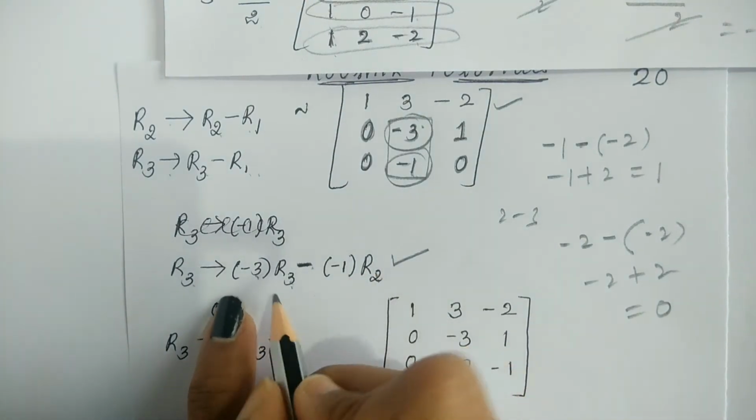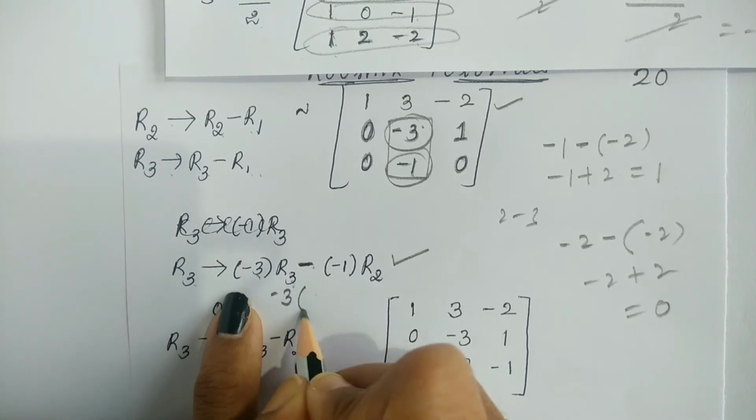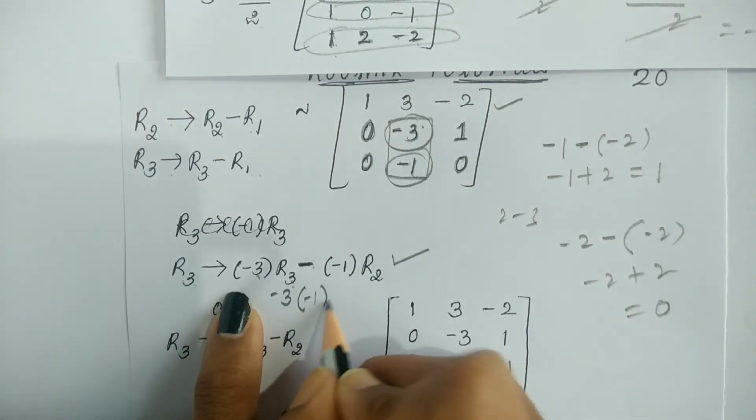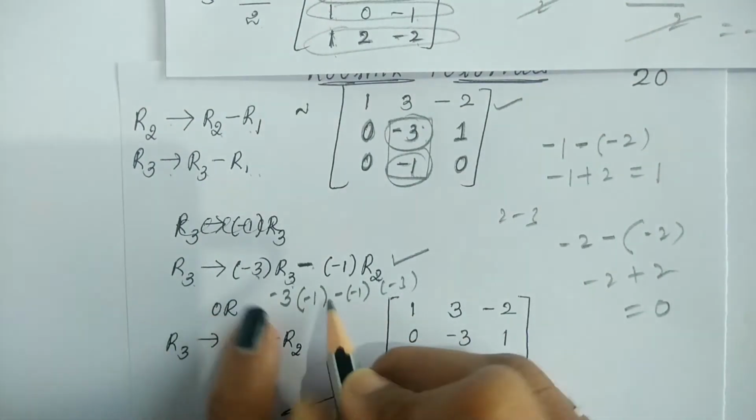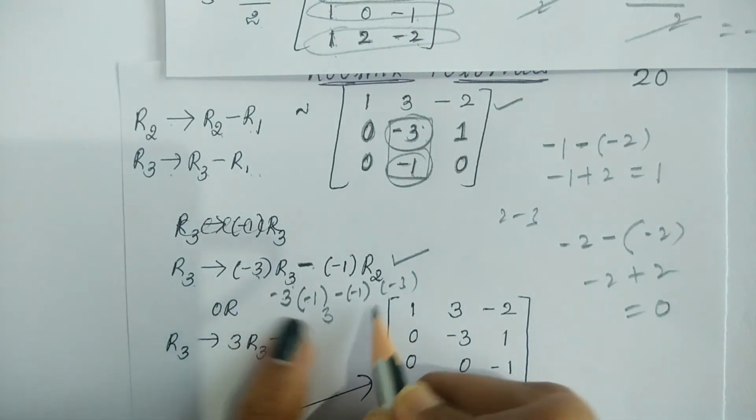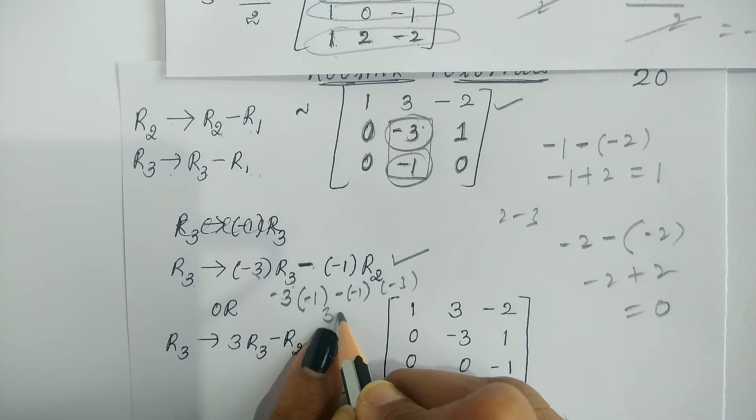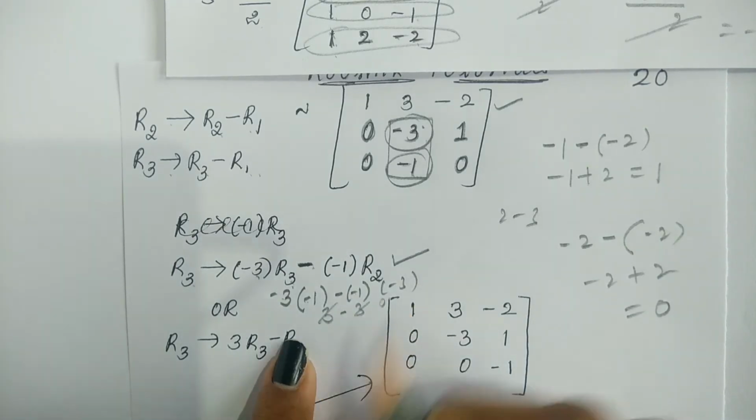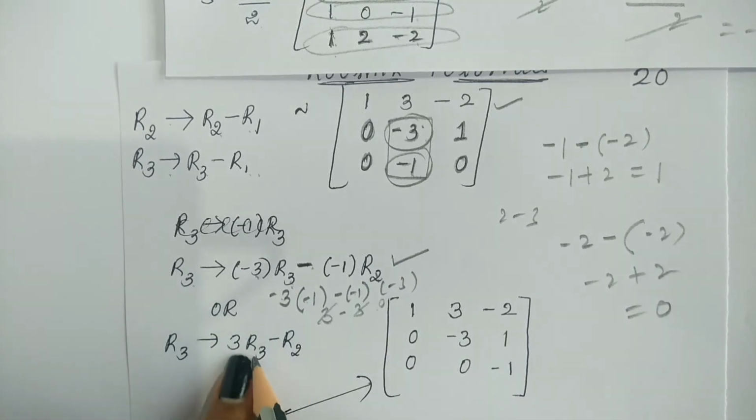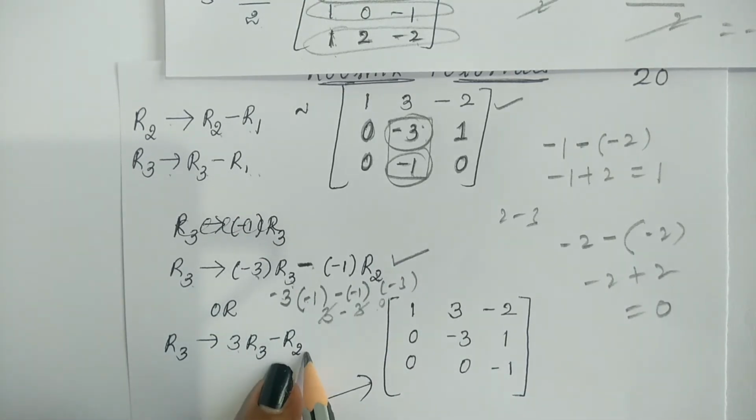So use this row operation. Why? Here minus 3, what is R3? Minus 1. Minus of minus 1, what is R2? Minus 3. So what it becomes? Minus into minus plus, 3 ones are 3, minus, minus, minus 3, so minus 3. 3 gets cancelled, we get 0. Is it clear? Or you can use it just like this, 3R3 minus R2. Then also we get 0. Is it okay?